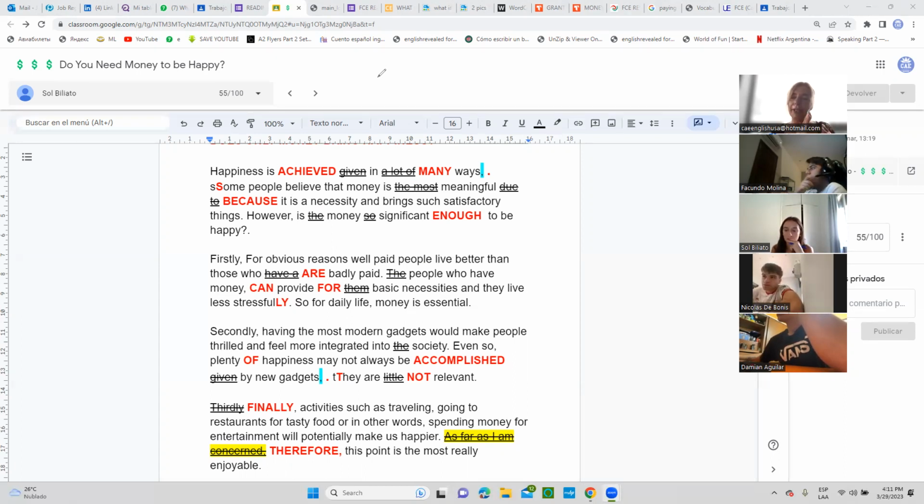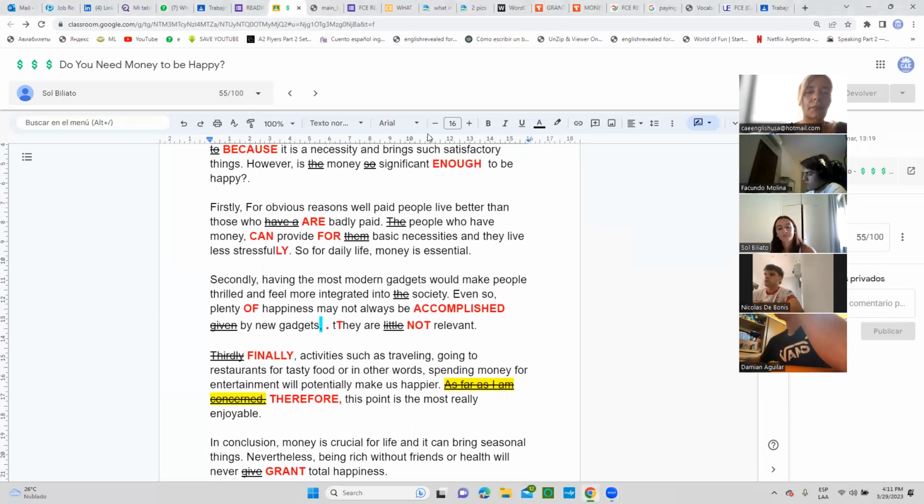Then you can try to make more complicated sentences, or a couple of more complicated sentences, but try to keep your ideas organized, simple ideas. Don't complicate yourself, okay? Is this clear, Sol? Yes. Great.